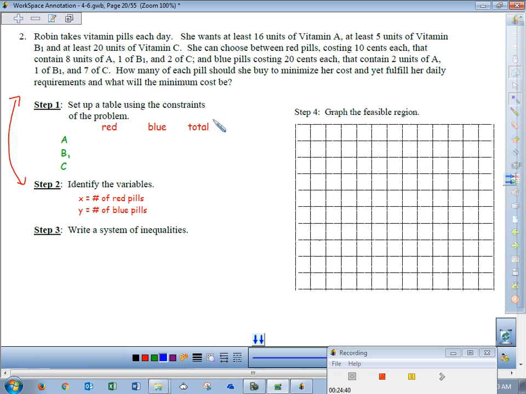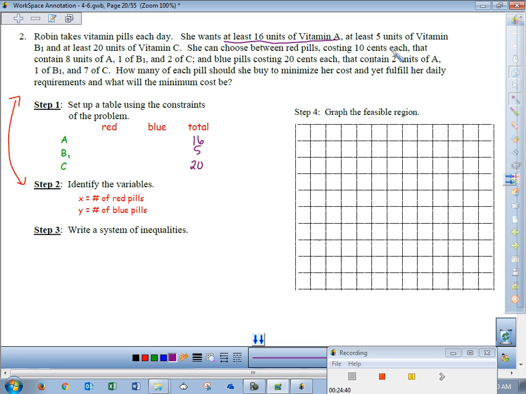So, let's go back, and now that I have the boundaries of my little table figured out, let's start putting some information back in here. So, she wants at least 16 units of vitamin A, right? So that's like a total number for vitamin A. So 16 is a total number because that's what she wants total. At least 16 units of vitamin A. At least 5 units of vitamin B1 and 20 units, that's twice, 20 units of vitamin C. So those are all our total numbers.